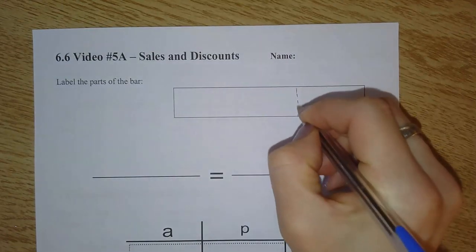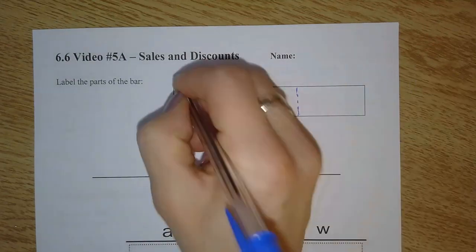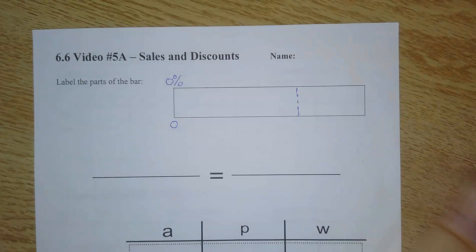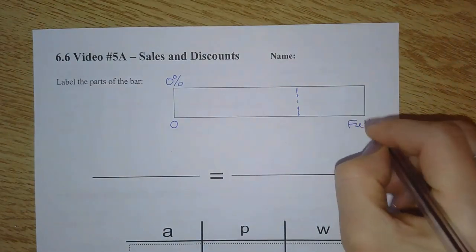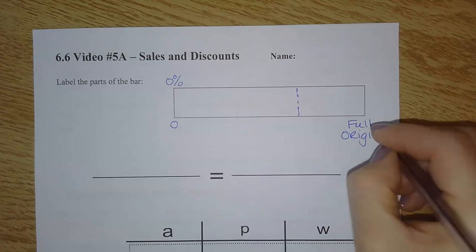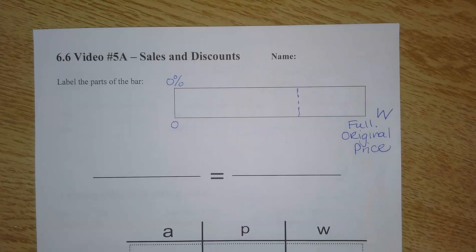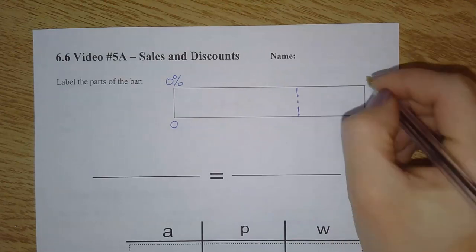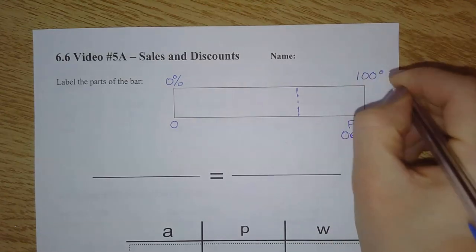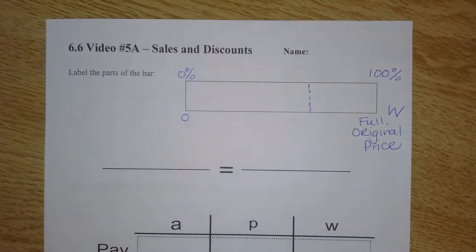I'm going to draw a line here. Okay, you go to buy something, and this is 0, or 0% of the cost, and this is the full price. So we say full original price. And that's what we've been using as W, right? The full original price. So way over here, this would be 100%. If I pay for the full original price, I pay 100% of the cost, okay?